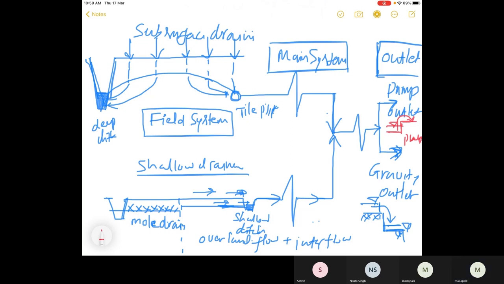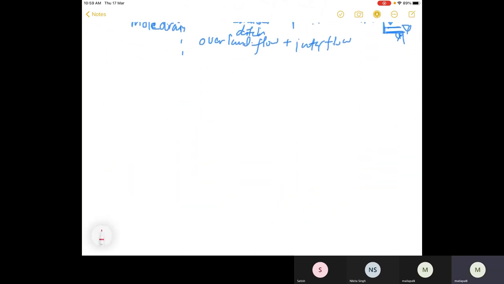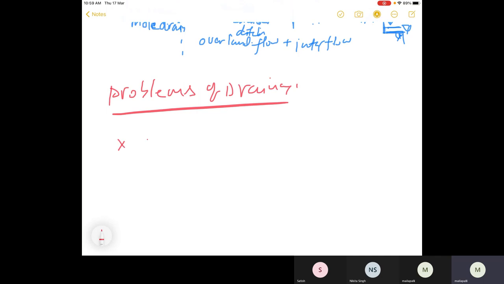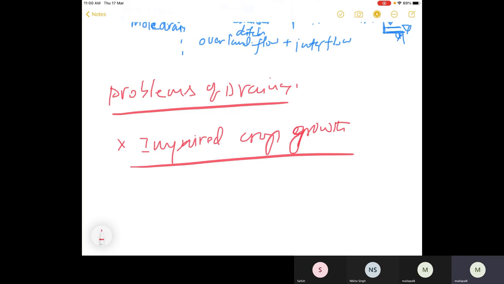And what are the problems of the drainage system? The benefits are good, and we have already explained these problems, but still, categorically, the problems of the drainage system. The first thing is it impairs crop growth. Obvious, we have been talking about this. Impaired crop growth basically affects the crop respiration.